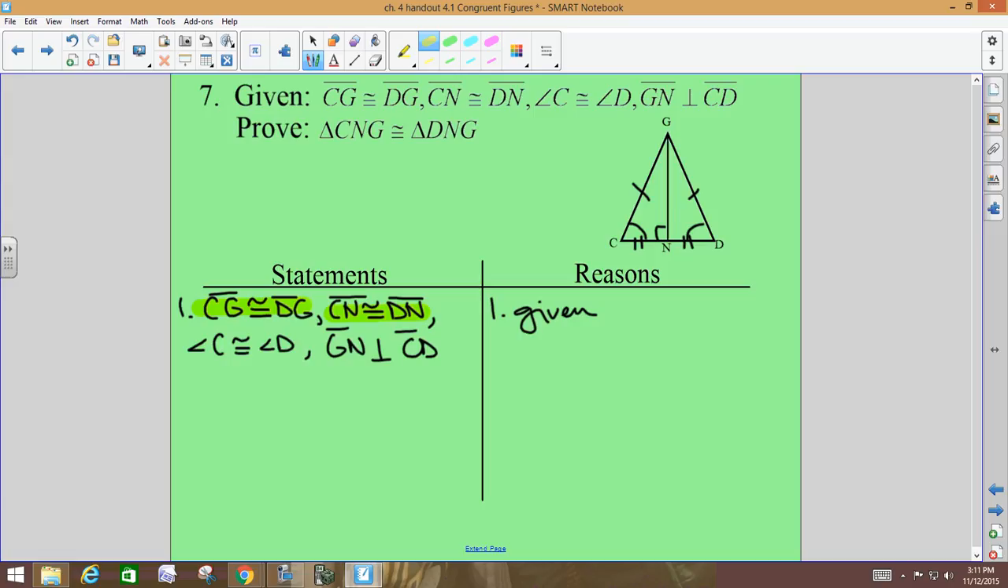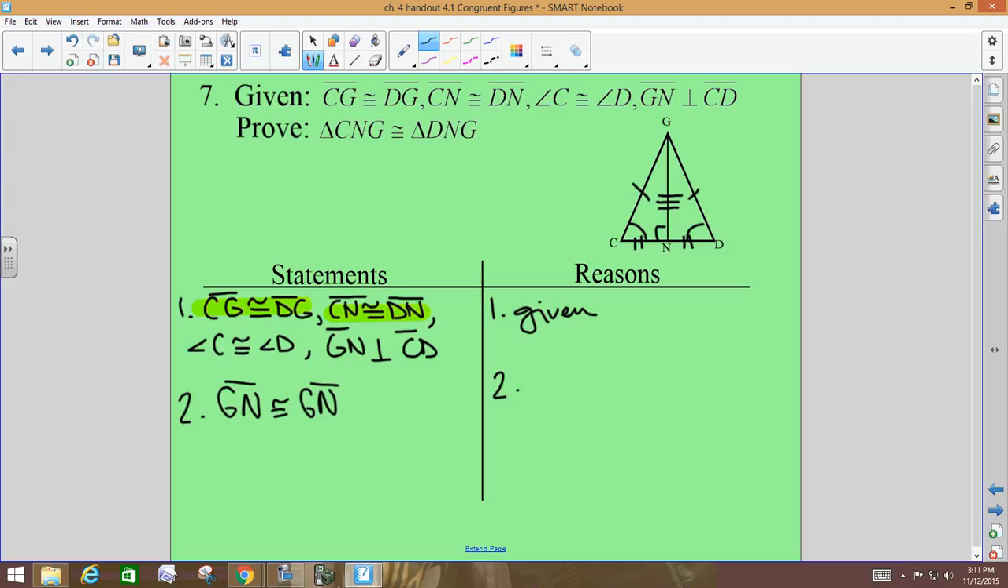That's not marked yet. GN. What's the third side of triangle DNG that isn't marked yet? GN. So they both use GN. So would it be congruent to itself then? Wouldn't it? It's the same segment. So we can say that GN is congruent to GN. And mark it. Mark that in your picture after you write it down.